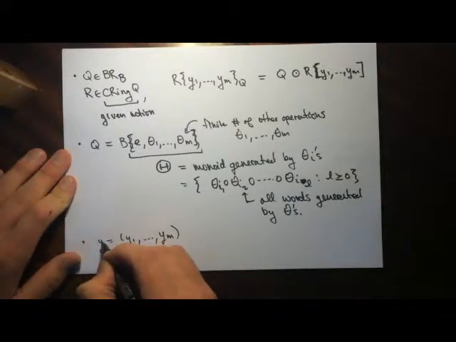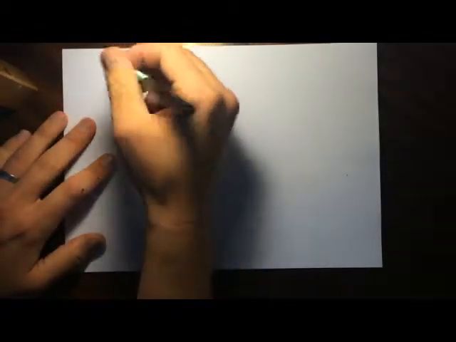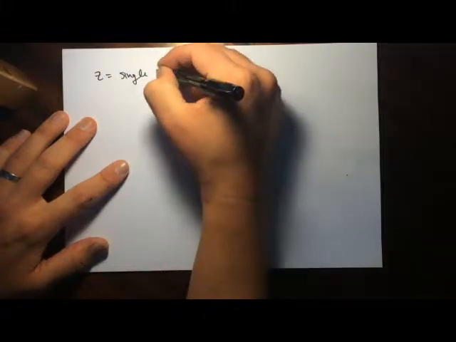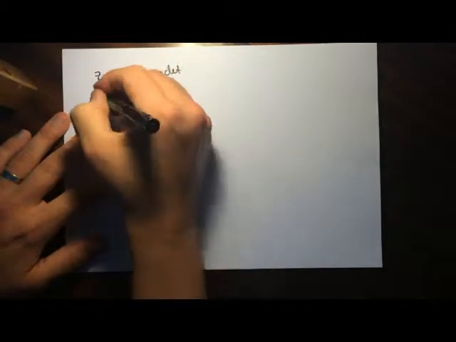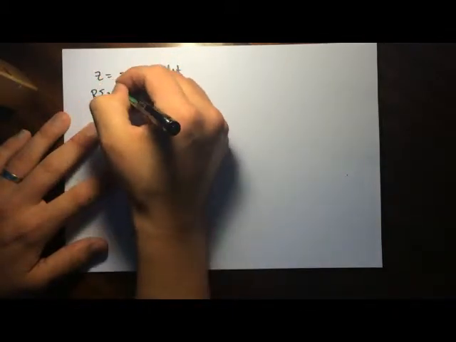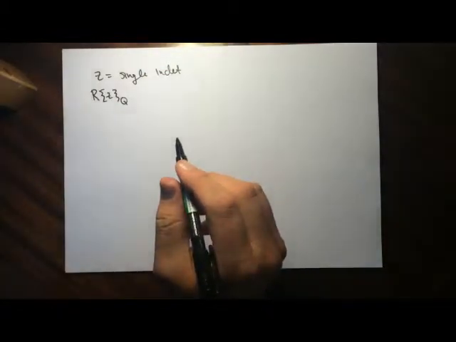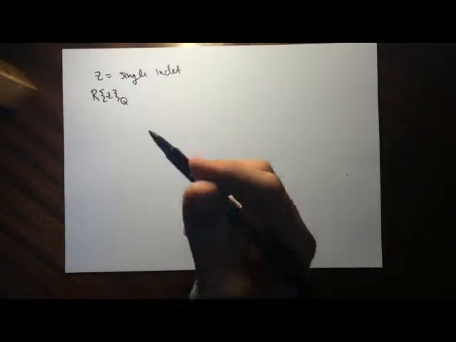Actually, let's not do this for now. I'm going to come back to that in a second. But I want to talk about a single indeterminate. So let's say a single indeterminate z. And what we can do is look at this ring R z of Q, and what does this look like?